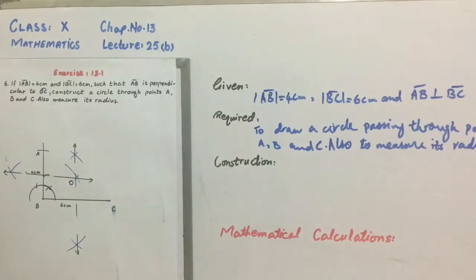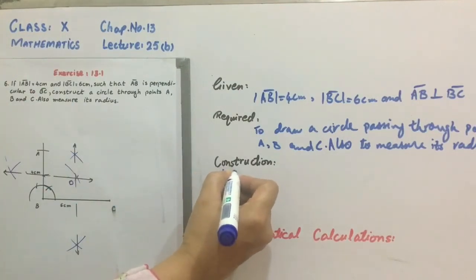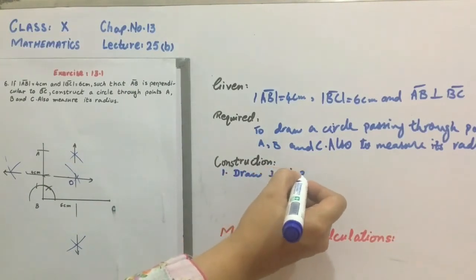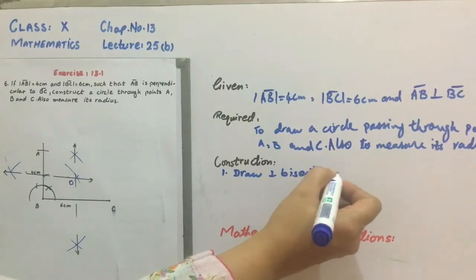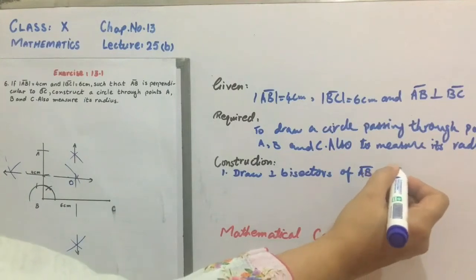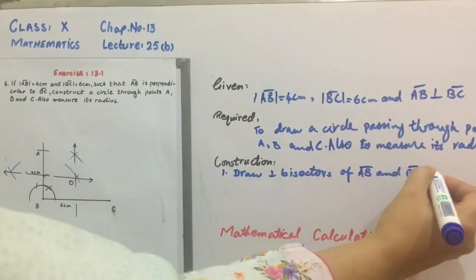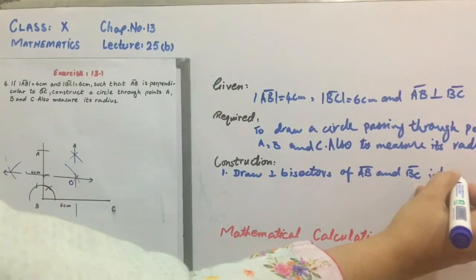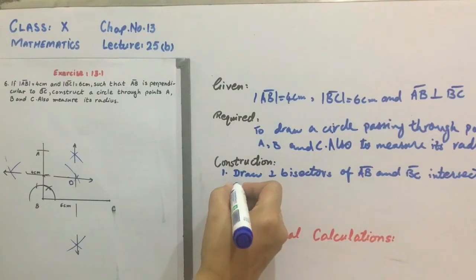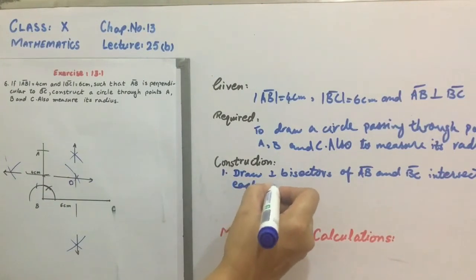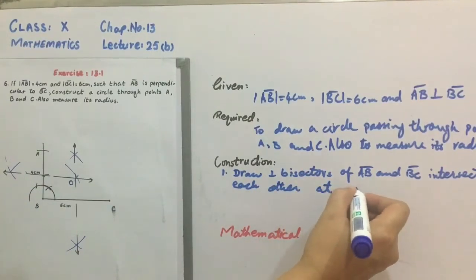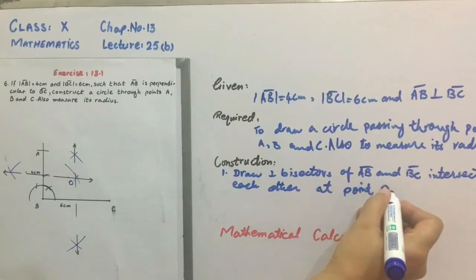In construction, the step number 1 is draw perpendicular bisectors of AB and BC intersecting each other at point O, which is the center of the circle.